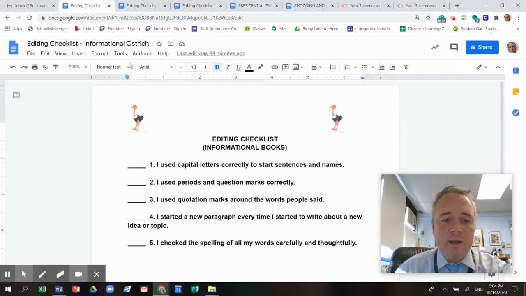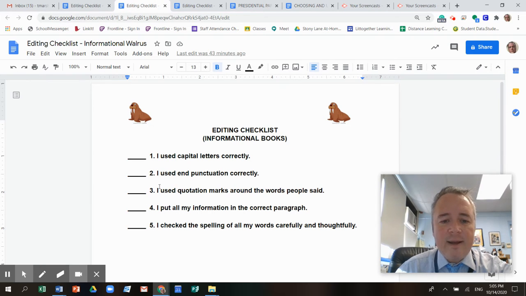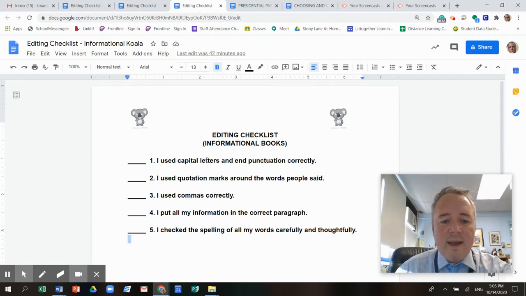Let's look at the next thing on the ostrich. It says, I use quotation marks around the words that people said. That's on my ostrich checklist, and it's on my walrus checklist, and it's in my koala checklist. So that's the same. I'm assuming that you're all the kind of writer that uses words that people say. And in nonfiction, that's like quoting someone about your topic, right? So you want to say that you used quotation marks around the words that people said. Let's go on and look more at the checklists.